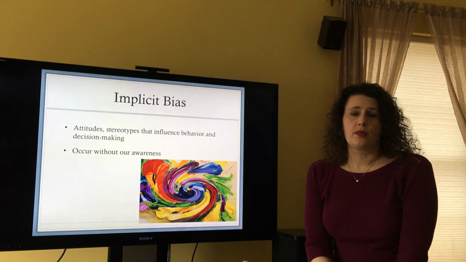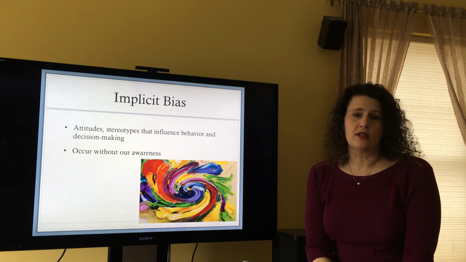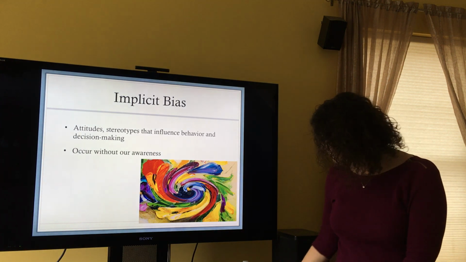Implicit bias, also referred to as unconscious or subconscious bias, references attitudes, stereotypes, and prejudices, both positive and negative, that are held by everyone that influence their behavior and decision making. Implicit biases occur without the individual being aware of them.